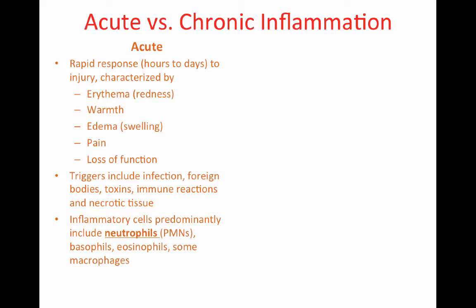Inflammatory cells predominantly include neutrophils, basophils, eosinophils, and some macrophages, which are part of the innate immune response. In acute inflammation, the matrix is composed of necrotic debris and acute inflammatory cells.